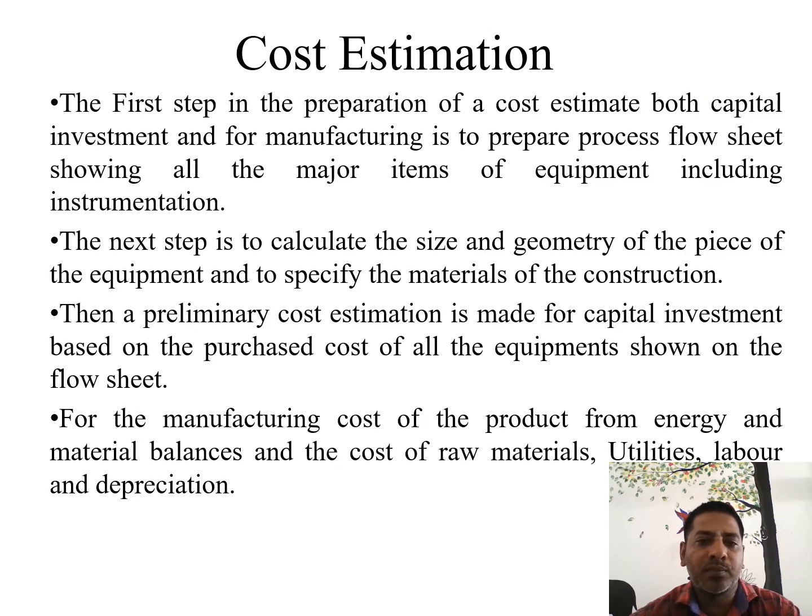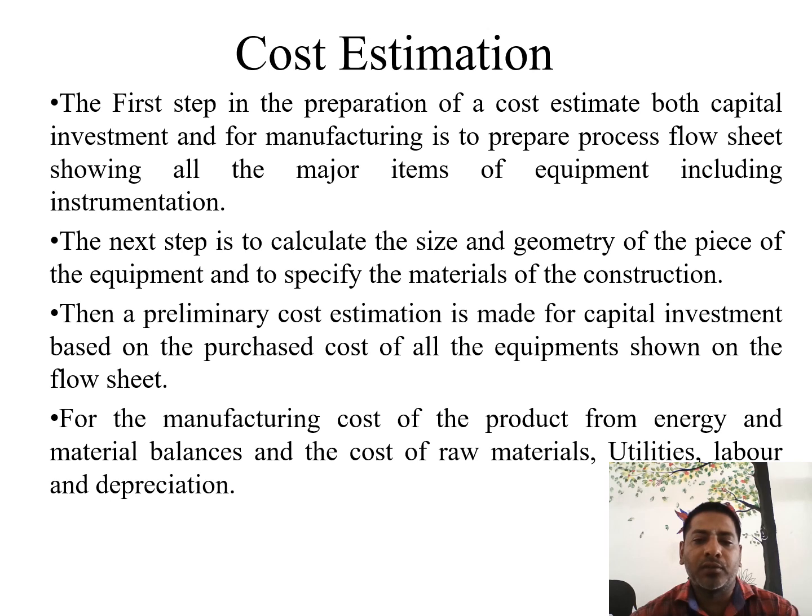The first step is the preparation of a cost estimate for both capital investment and manufacturing. This starts from the process flow sheet, showing all the major items of equipment, including instrumentation. The next step is to calculate the size and geometry of each piece of equipment and to specify the material of construction. Then a preliminary cost estimate is made for the capital investment based on the purchase cost of all the equipment shown on the flow sheet.